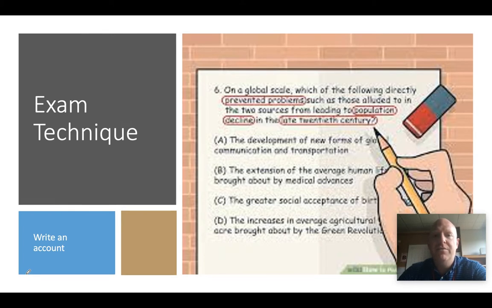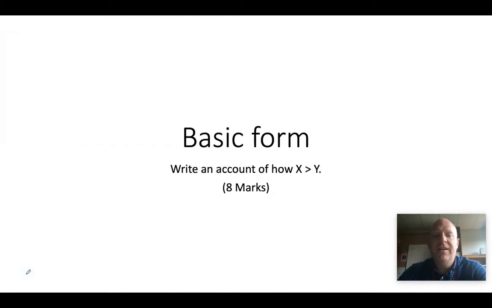Write an account. It sounds very simple, but it's actually a little bit more complicated. In its basic form, here you are, 8 marks. Write an account of how X led to Y or X influenced Y. So you're going to get 2 events and you're going to see how they impacted on each other, or how one led to the other.